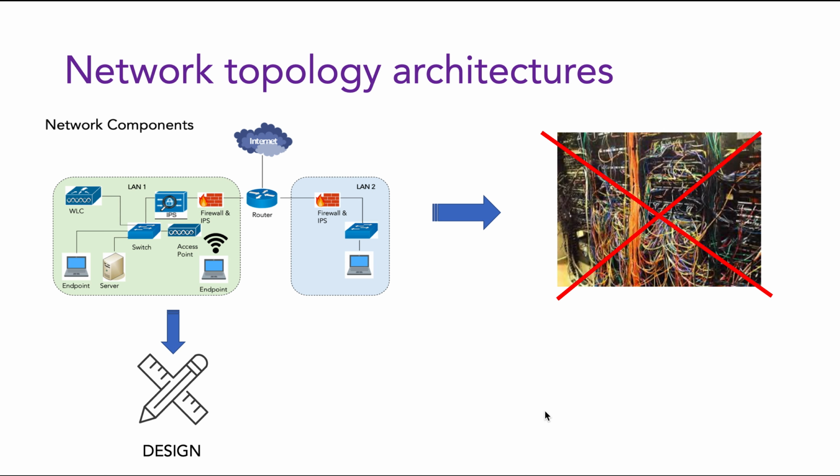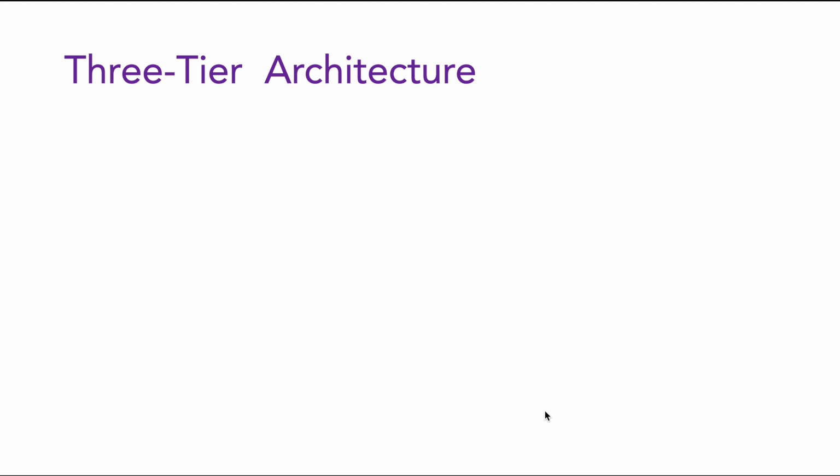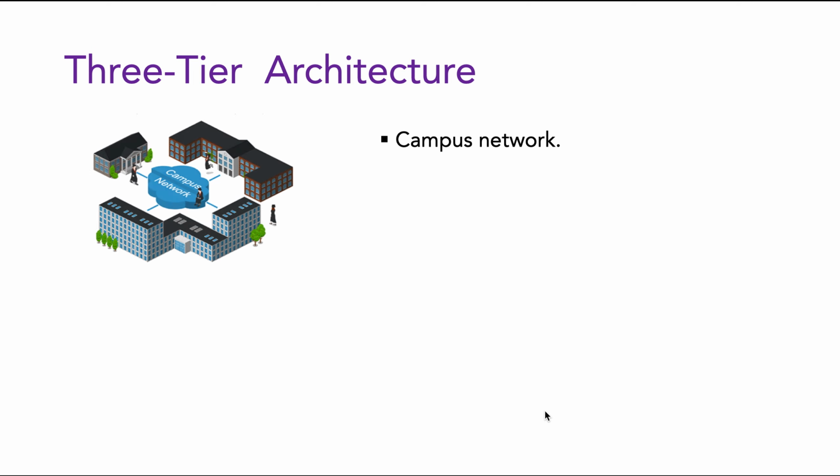These designs are based on different network topology architectures, such as three-tier architecture, two-tier architecture, spine-leaf architecture, WAN architecture, SOHO architecture, and the last one, on-premises and cloud architecture. In this session, I'll discuss only three-tier and two-tier architecture. Let's have a brief overview of each type, starting with three-tier architecture.